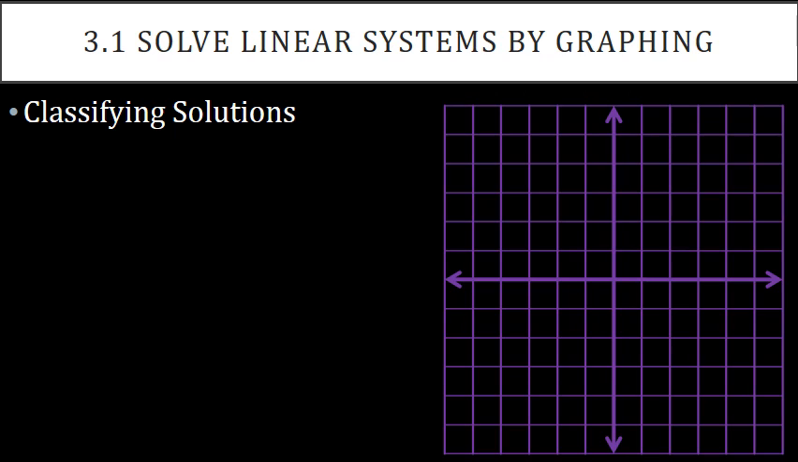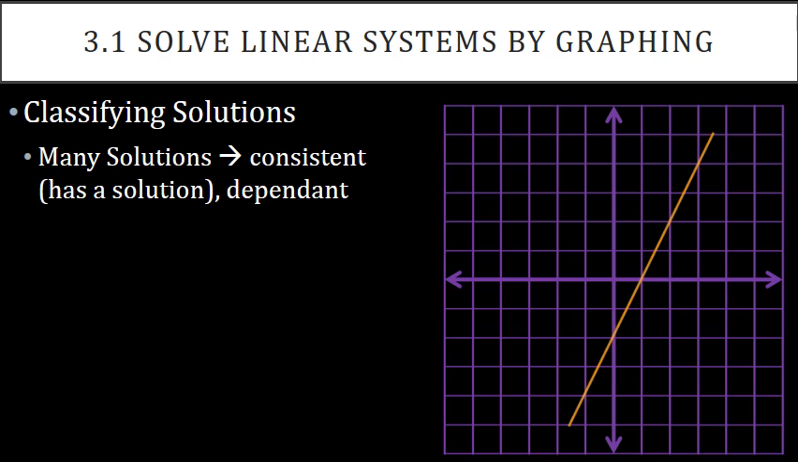We have several different types of solutions. First of all, there's many solutions. That's when both lines are the same graph. Many solutions is consistent, which means there's at least one solution, and dependent, meaning the value of y depends on the value of x.